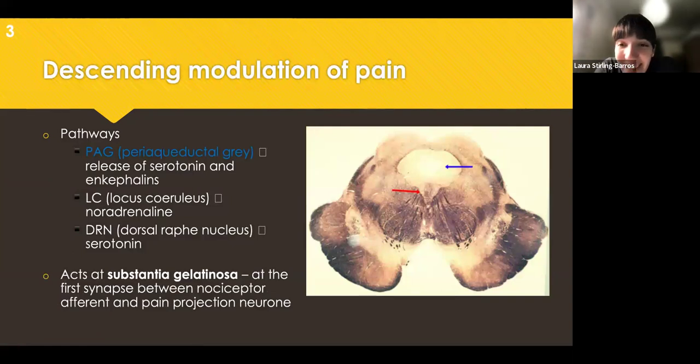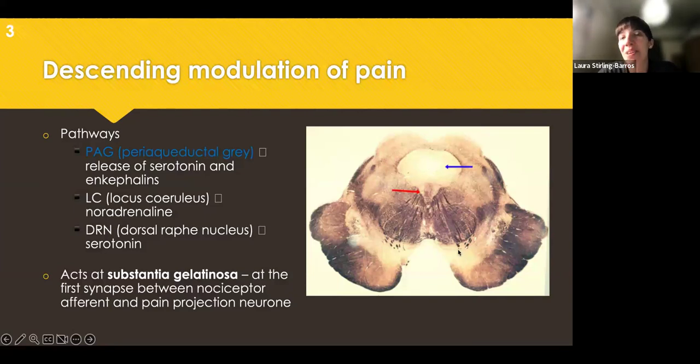Okay, good. This descending modulation of pain mainly comes from three different places in the brain. One of them, as we said before, is the periaqueductal gray, which releases serotonin and enkephalins. It's this blue one with the arrow. And this one came from one of the past papers on Canvas.